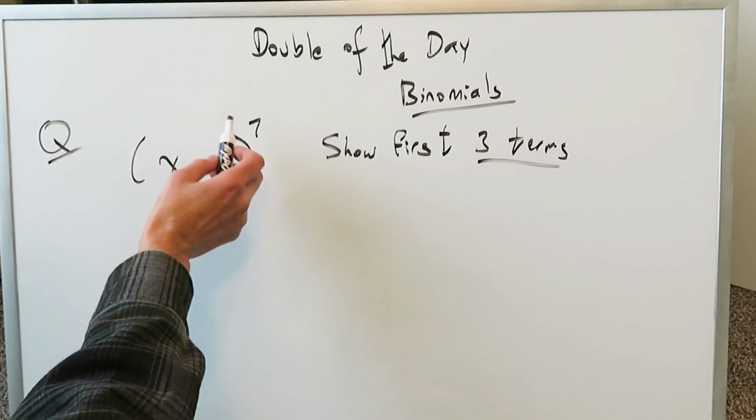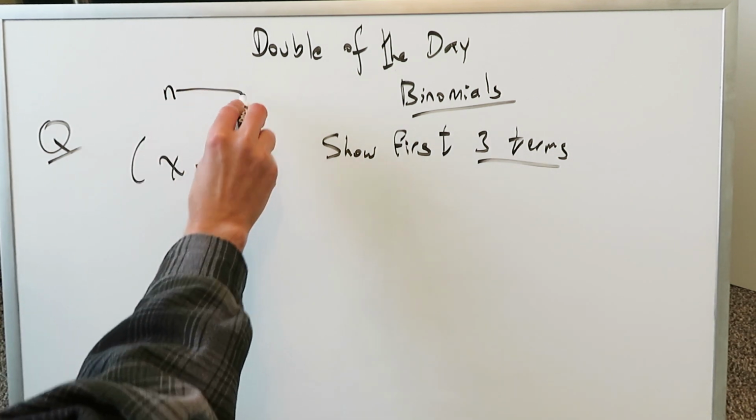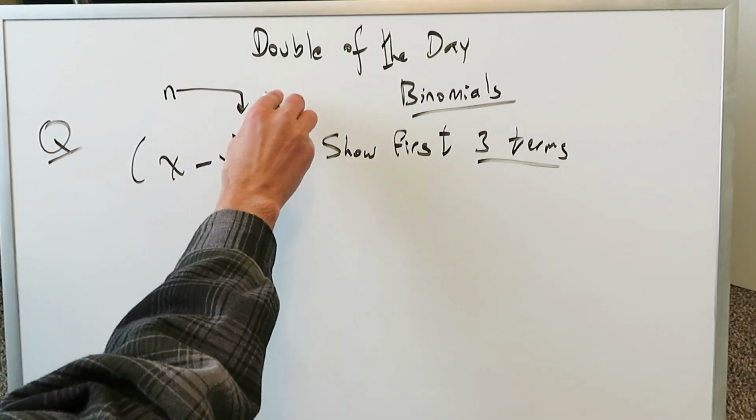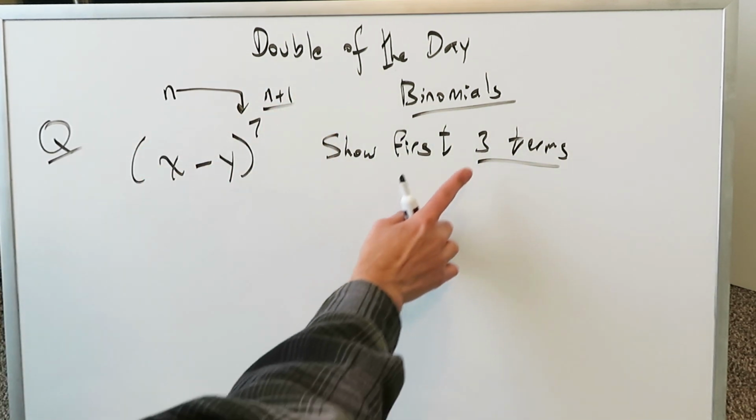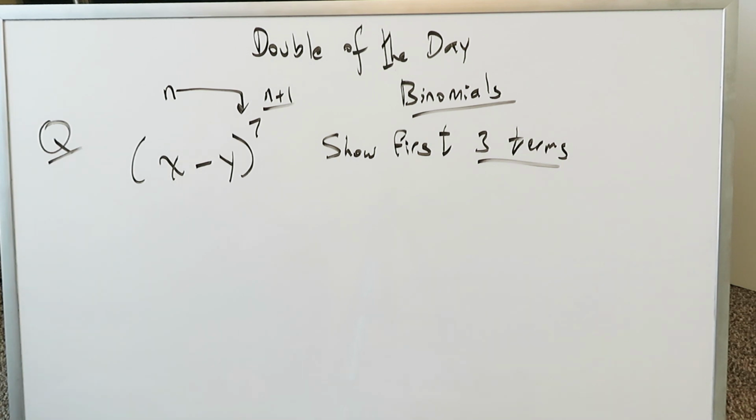When you see this exponent over here, this exponent indicates your n. When you expand it out, you'll always have n plus 1 number of terms. So you will have 8 terms, but we're only focusing here on the first 3 terms. I will show you the technique.